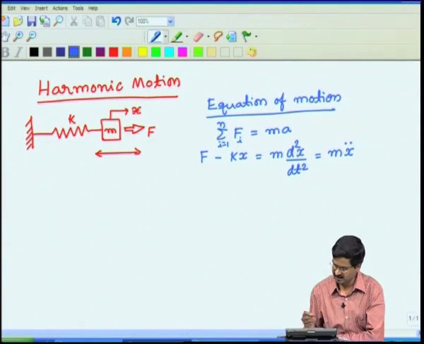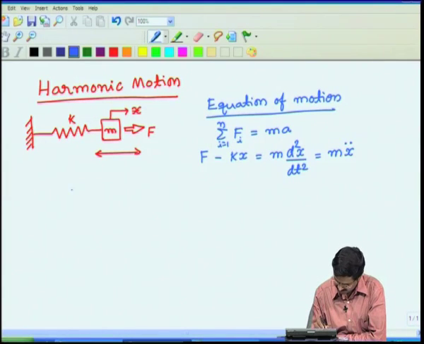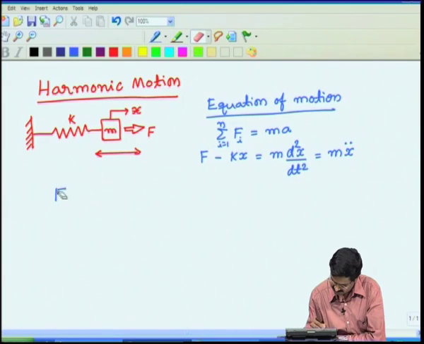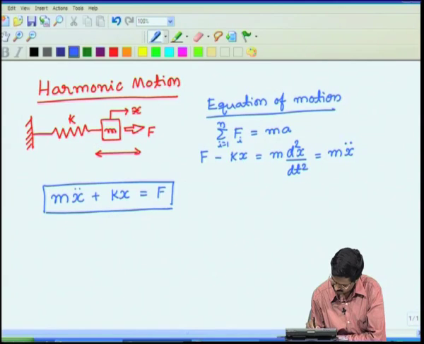x dot is velocity, x double dot is acceleration. Now, if I rewrite the equation, on the left hand side we will write m x double dot plus k x equal to F. So, this is the equation of motion for a simple spring mass system.